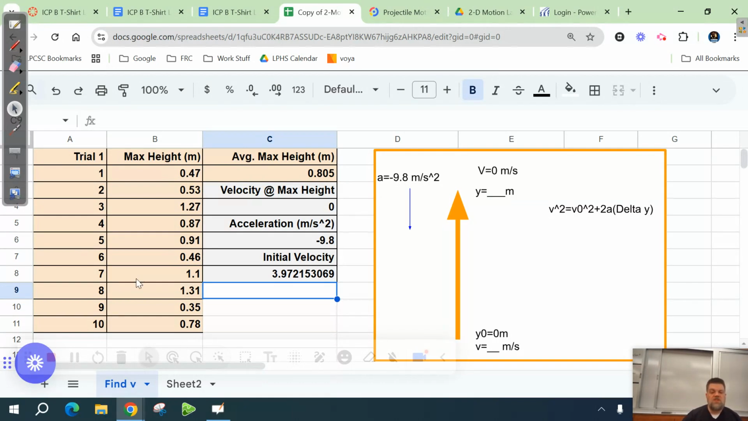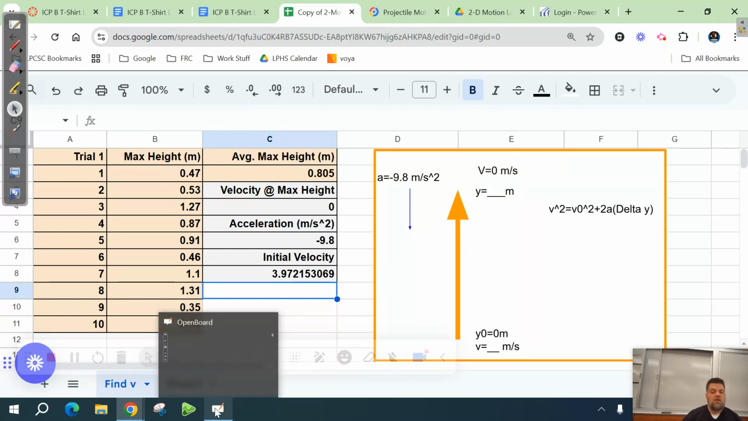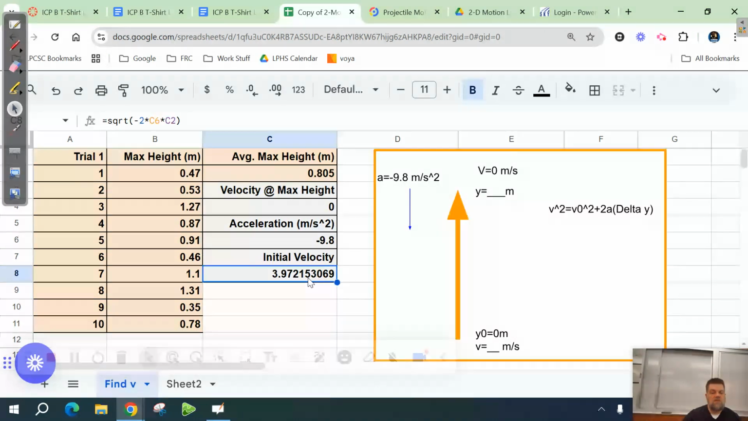So now we're almost done. Now what I want to do is I want to predict. Yes? What do you mean the time part? This one?